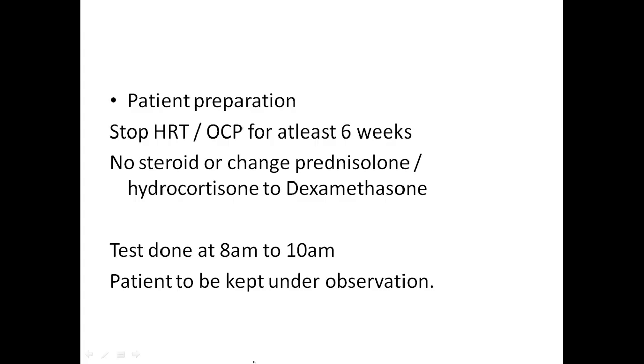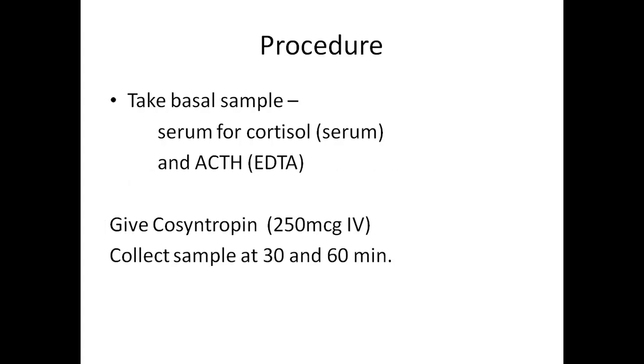The test is again done between 8 to 10 a.m. in the morning. Because we are giving something and seeing a stress response, the patient has to be kept for observation. The procedure: we take a basal sample. Two samples we take, one for serum cortisol, which will be in the yellow vacutainer, and one for ACTH estimation, which will be in EDTA. This has to be kept chilled and sent to the lab immediately for storage. You don't need to do the ACTH levels, but you need to send it to the lab immediately so that it can be kept in the cold chain.